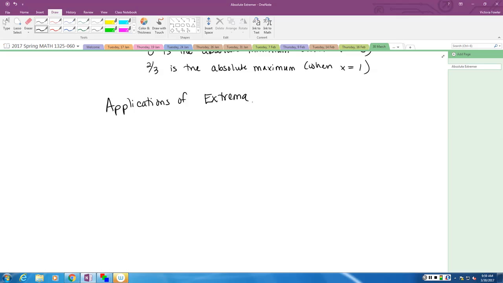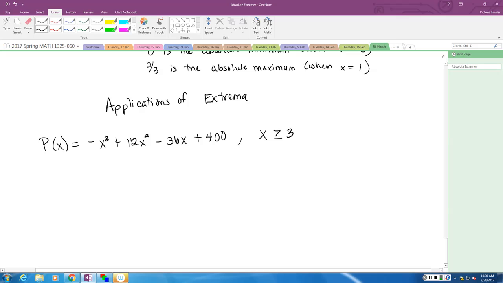The homework that you're going to see from these sections, it's mostly out of 14.1, and we're talking about profit maximization in our applications in 14.2. And so we're really just applying what we've learned in the last section. And so you will see a lot of profit functions given, and we denote those as p of x. And so let's look at p of x equal to -x cubed plus 12x squared minus 36x plus 400. And it says that this function is going to be defined for x greater than or equal to 3.